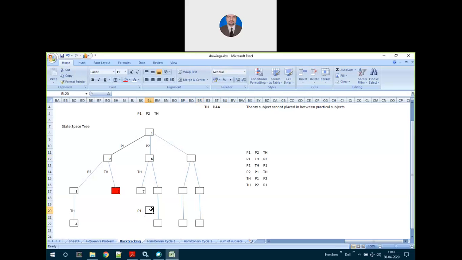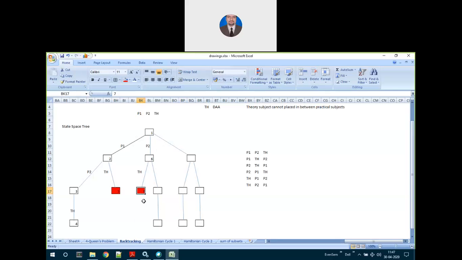No, it is not possible, because if I place it there, the theory subject would be placed in between two practical subjects. Again, that would be a violation of the bounding function, so I cannot have it over here. So what I should be doing is killing the process of drawing or searching the nodes below node number 7.